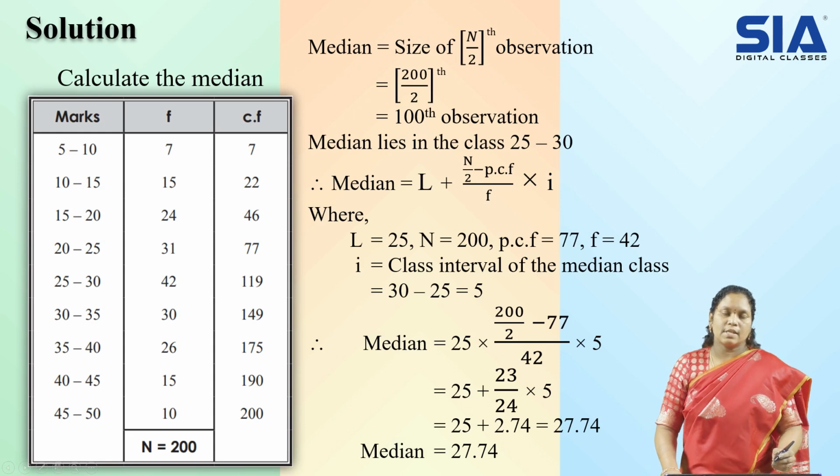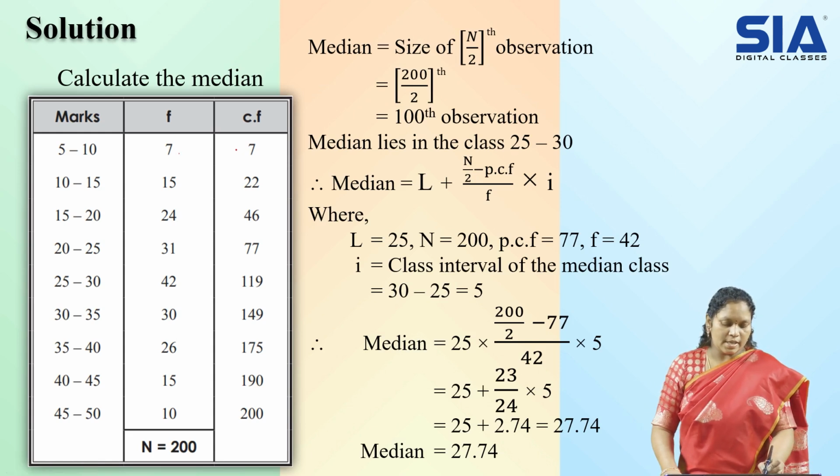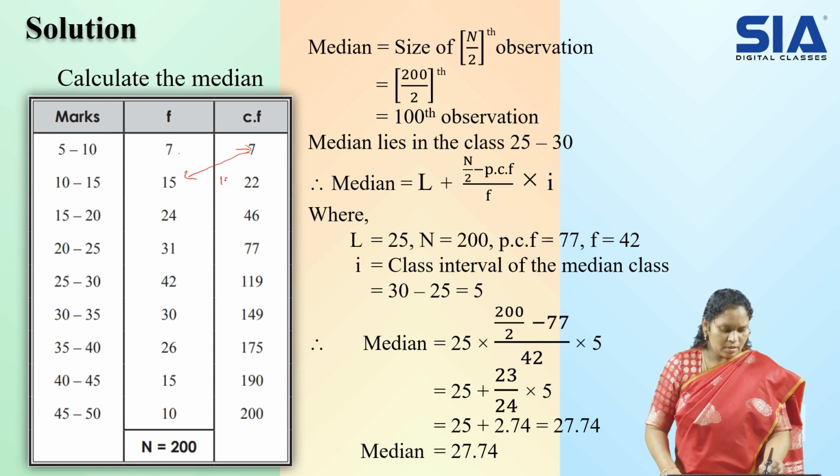Cumulative frequency is nothing but, as we have learned earlier, the first value of frequency you have to carry on as it is into the cumulative frequencies. That is 7 we have here in frequency. So carry on the 7 as it is into the CF column, that is cumulative frequencies. First value is 7. Now that 7 you have to add to the 15. 7 plus 15 you do, you'll get 22.